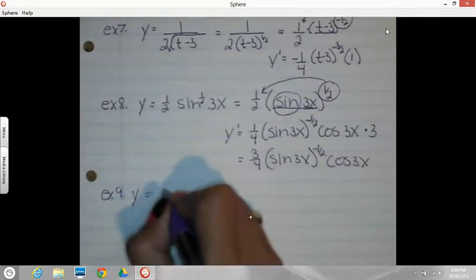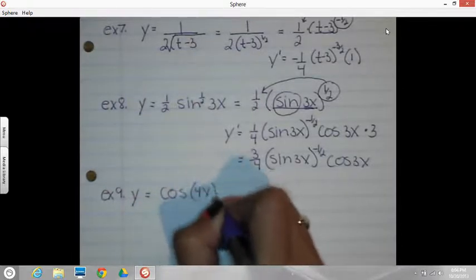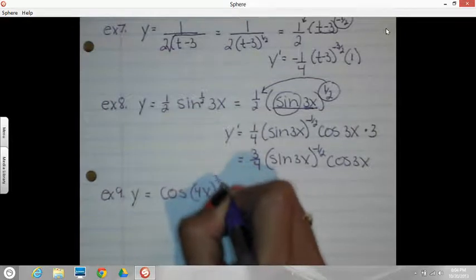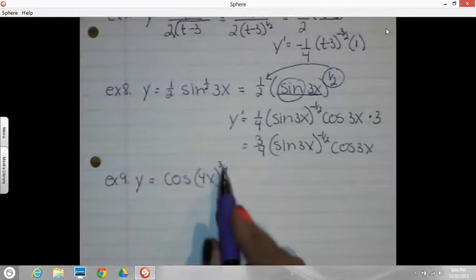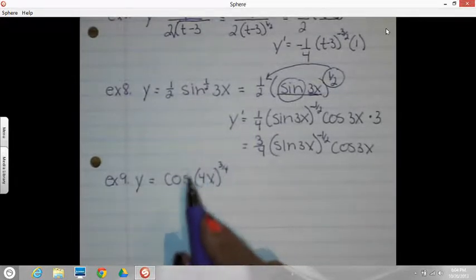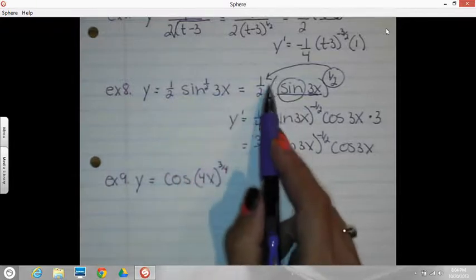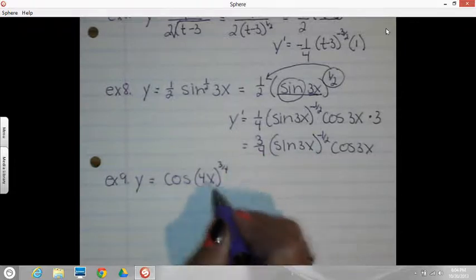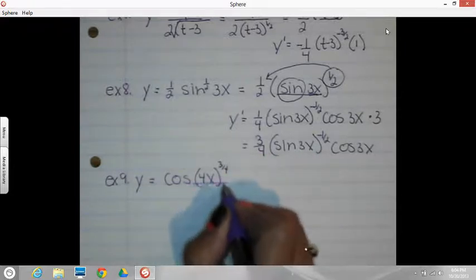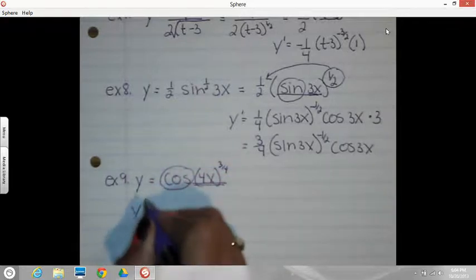How about cosine of 4x to the 3/4? Now with the 3/4 here, this is only on the angle, not the trig function. See the difference here? It's next to the function when it's a set of parentheses around the whole trig function. Here it's just the angle. So this is my inside function. Here's my outside function. So I'm ready for the derivative right now.